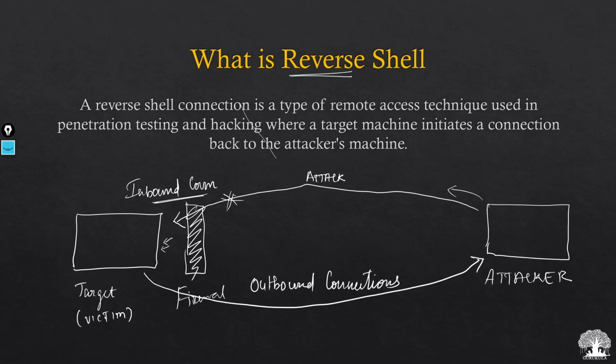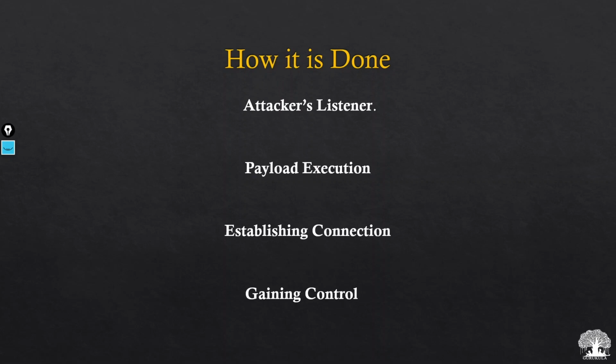So somehow the attacker should ask the target machine to connect to the attacker. How can this be done? This is exactly what we call a reverse shell. So how do we perform this? First, the attacker has to set up a listening machine. So what first happens is that an attacker will set up a listener.